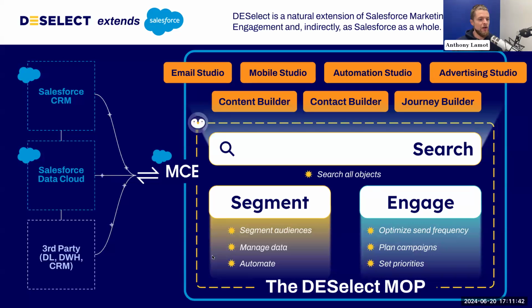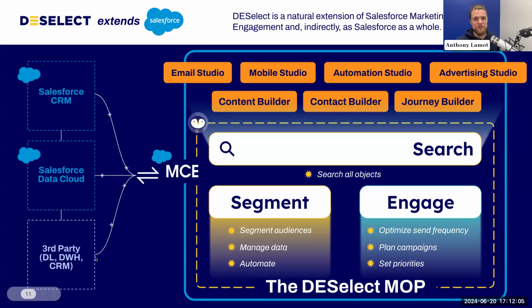That's great. And so because of that, all these things work in direct concert with MCE, and it's really a natural extension. But of course, Marketing Cloud engagement rarely lives in itself. It's usually fed by other systems that provide data to it. And that could be Salesforce CRM directly. It could be Salesforce Data Cloud, which we see more and more in the market, or it could even be a third-party system, some data lake like Snowflake, a data warehouse, maybe even another CRM system like Microsoft Dynamics.